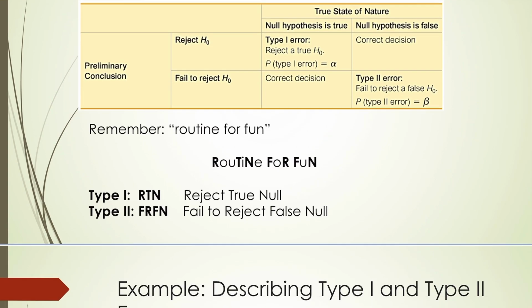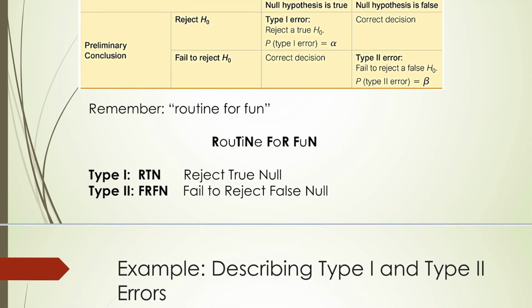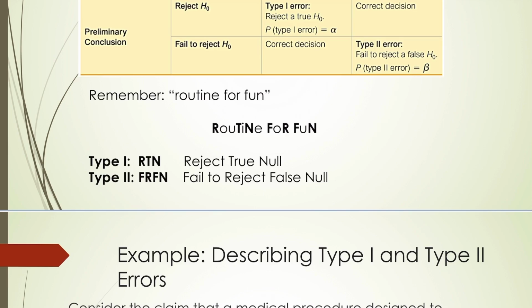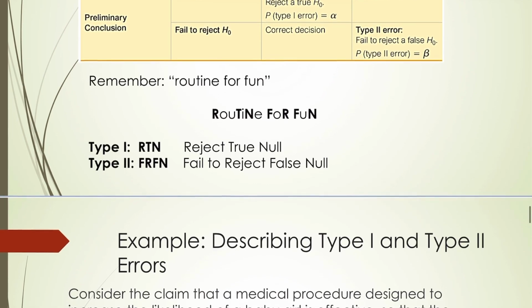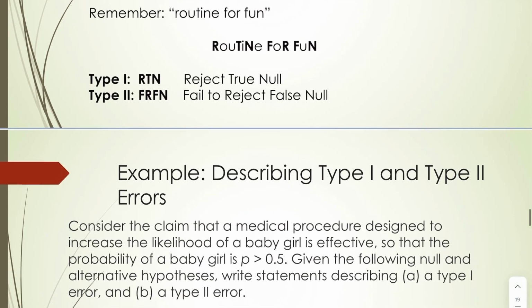Mnemonic to remember: RTN, for reject true null, type 1. That's the first one. And then FRFN, fail to reject false null. That's the second. That's type 2.